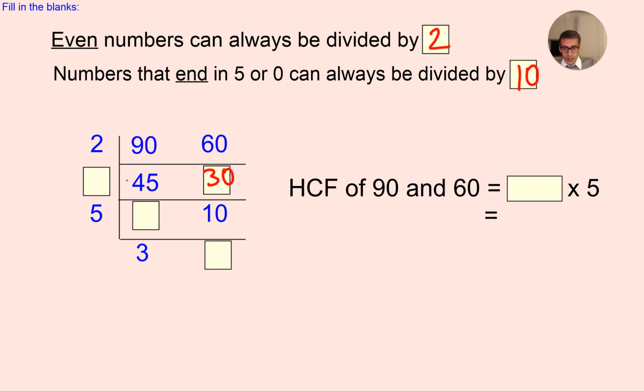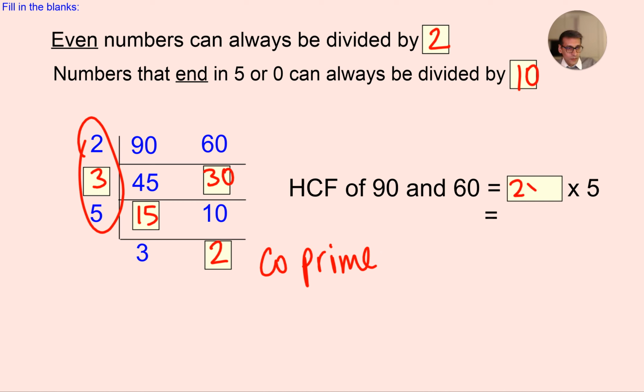Now 30 divided by something gives you 10, so that's going to be 3. 45 divided by 3 is 15. And then we can see 10 divided by 5 is 2. These are co-prime. And the highest common factor is 2 times 3 times 5. So 6 times 5 is 30.